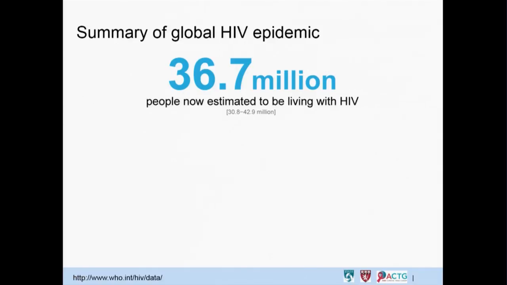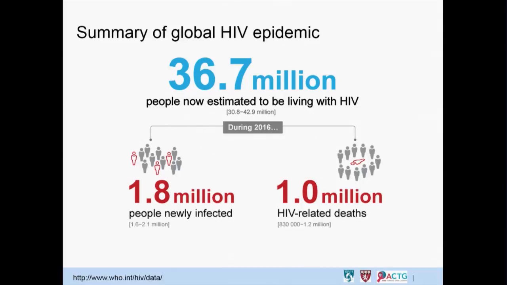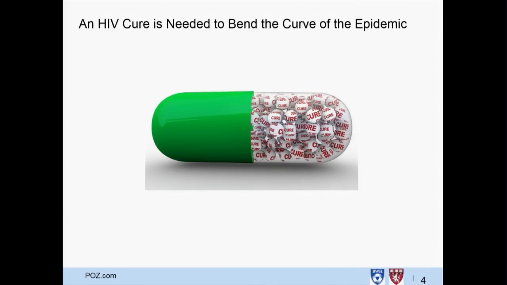So again, a summary of the global HIV epidemic. This is actually data from a couple of years back from the WHO: at that time there were 37 million people infected with HIV, and in 2016, there were 1.8 million new infections and 1 million HIV-related deaths. We know that antiretroviral therapy has been an incredible success story, but there is so much work left to be done. I think most of us believe that an HIV cure is really needed in order to bend the curve of the epidemic and hopefully bring it to a close.